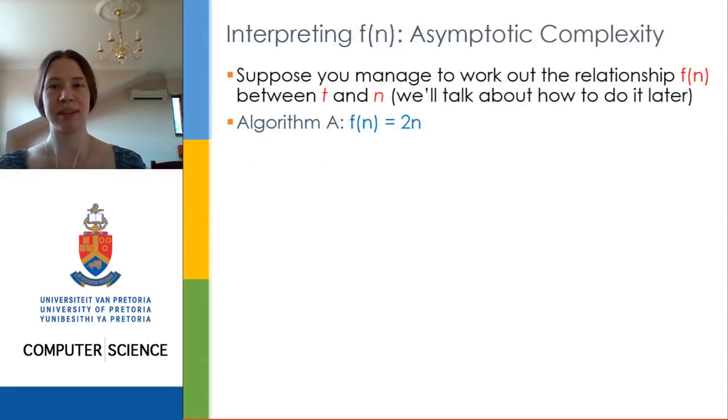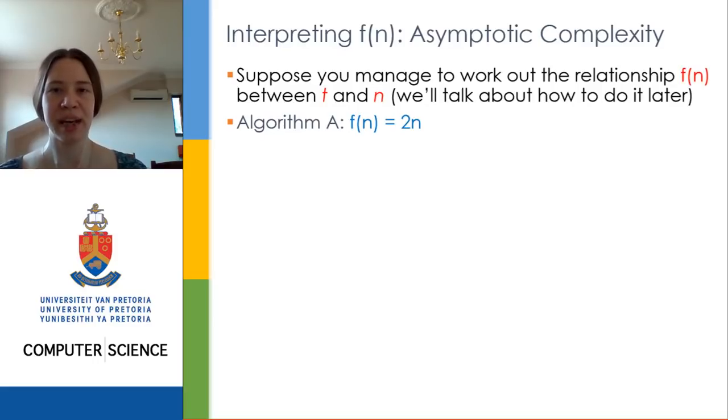Cool. So we have figured out that the relationship between how much data you're going to process and how much time it will take can be expressed as a mathematical function f. We are going to discuss how to derive this f for any given piece of code, but before we get there, let's just try and think a little bit about how to interpret these functions, right?